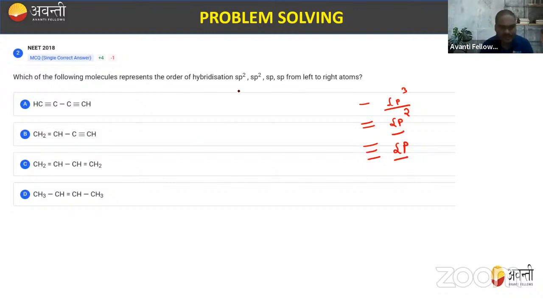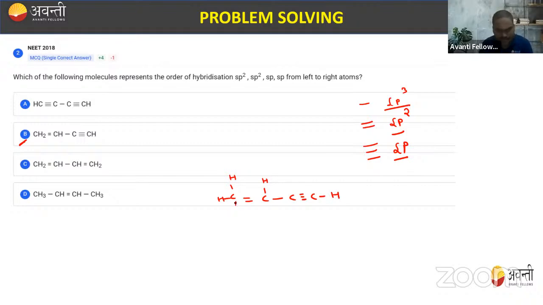So look carefully. In this, they are asking for sp2, so obviously they have the double bond. So they are supposed to show sp2, sp2, then sp and sp. Let us discuss this. For example, if you consider option B, let me draw the open structure: CH2 double bond CH, single bond C triple bond C, and here we have H. So this is the open structure of B.